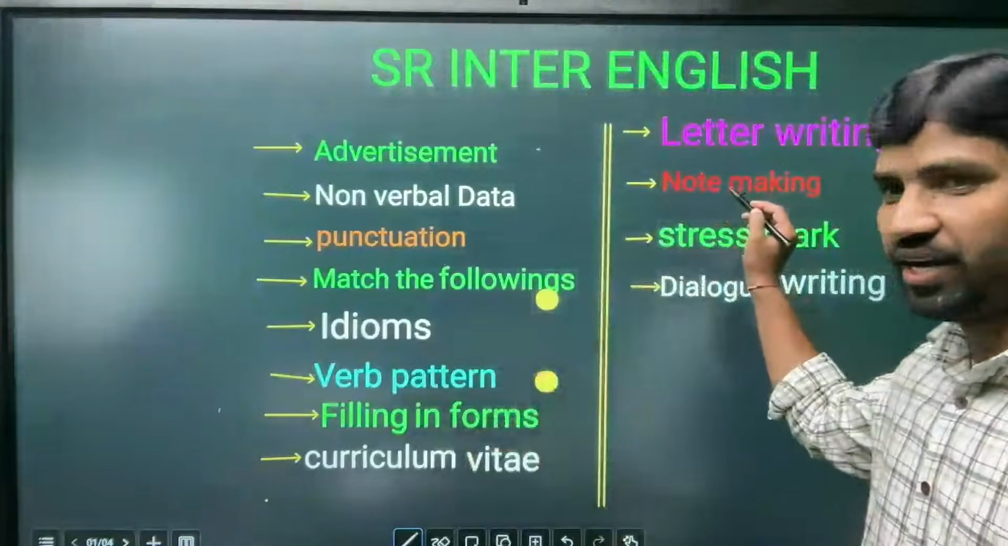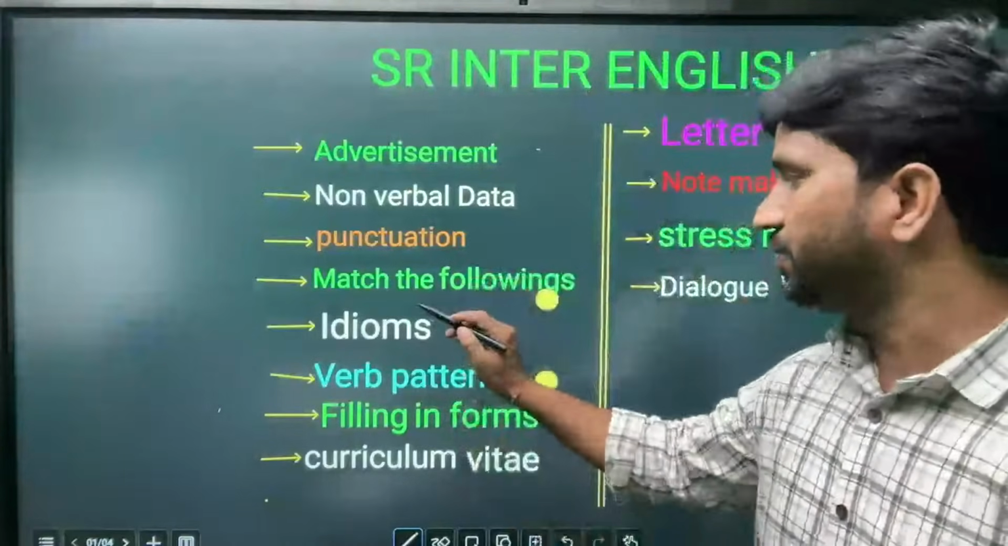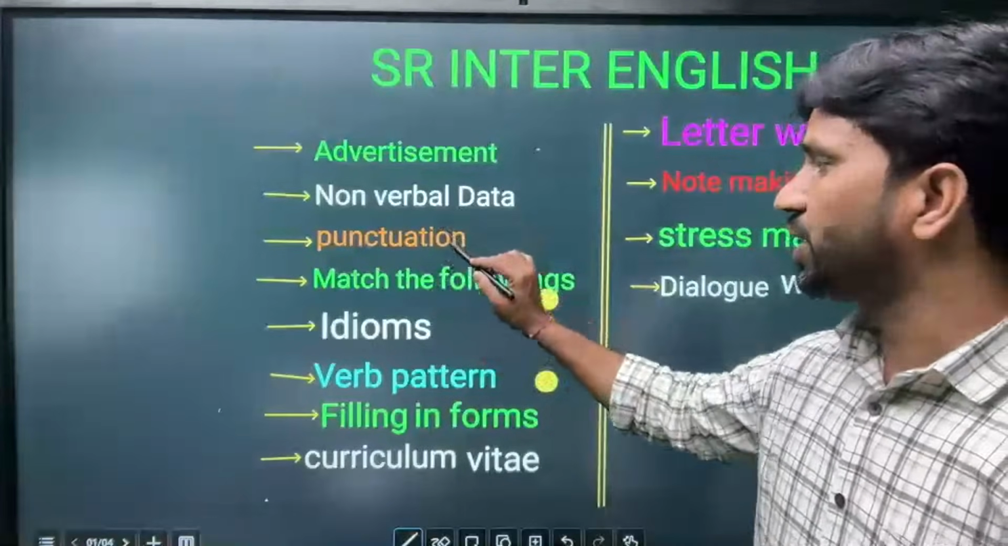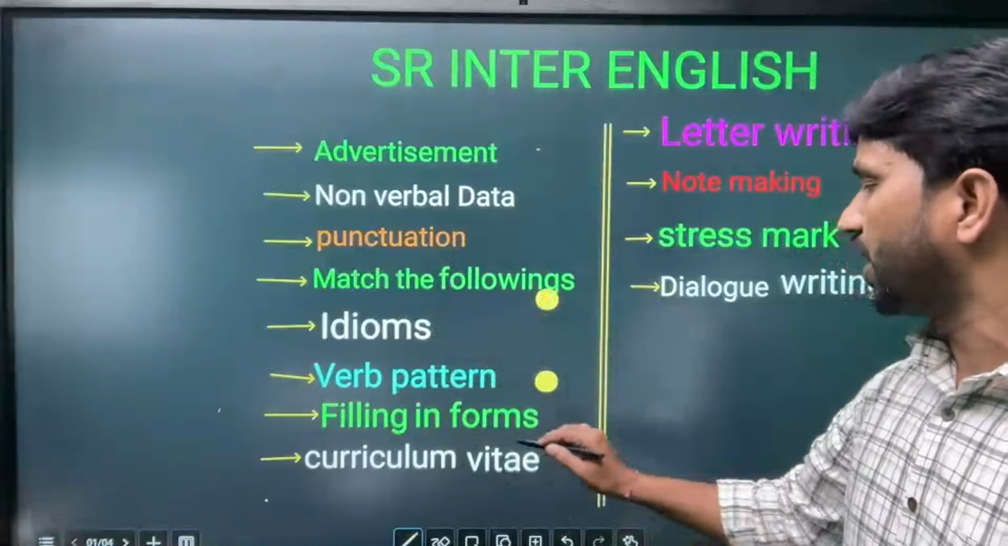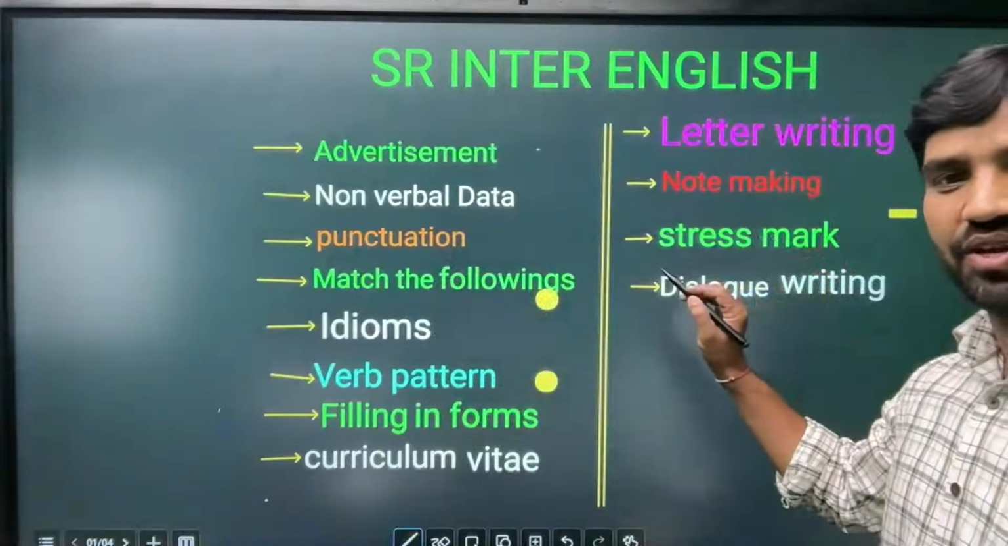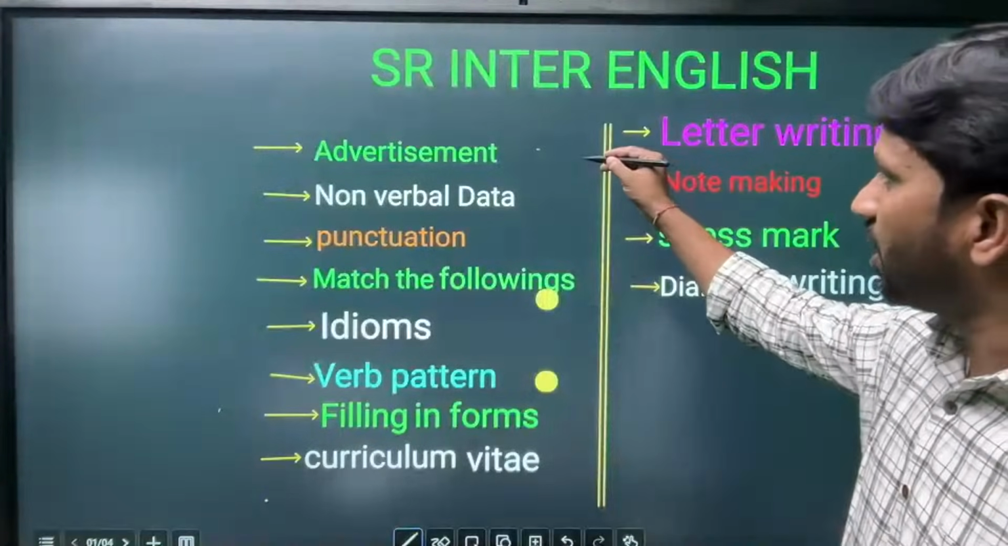Next, note making. Note making is also very easy. We'll go with it one by one. First we go with punctuations and match the followings, idioms, verb pattern, filling in forms, curriculum vitae, stress mark. Stress marks are also very important, and also very easy. Just make a mark on it.